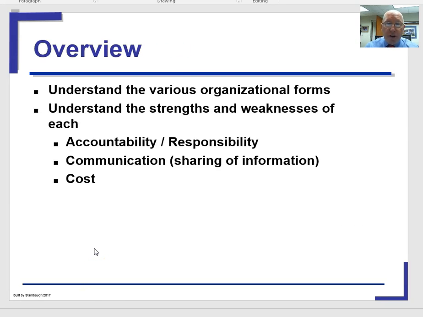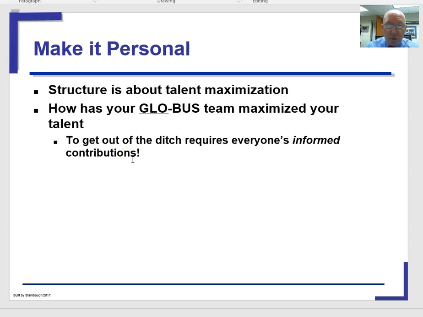On to chapter 11. If you remember, I talked about there are 3 principles that you should look to evaluate the strengths and weaknesses of each of the organizational forms: accountability and responsibility, communication or the sharing of information, and cost. And that is an exam question.